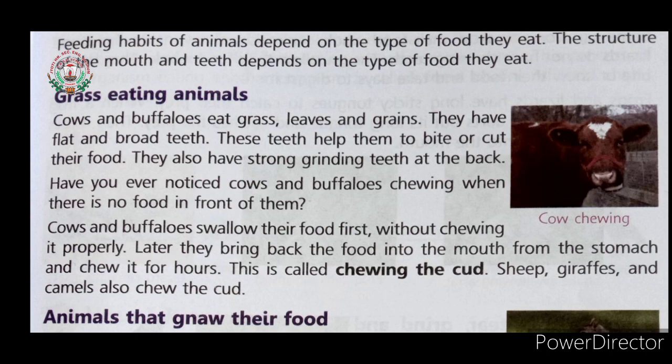Sheep, giraffe and camels are also grass eating animals, or herbivorous animals. So children, from this we come to know that these grass eating animals have flat and broad teeth. They also have strong grinding teeth at the back. So this is the structure of the teeth of grass eating animals.